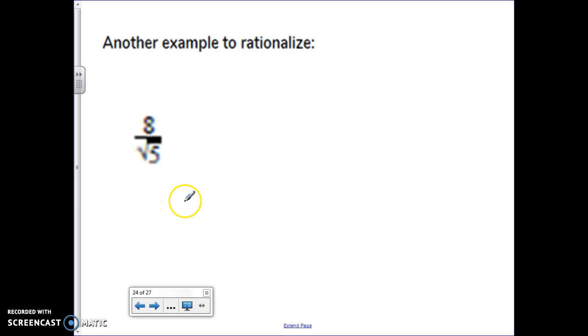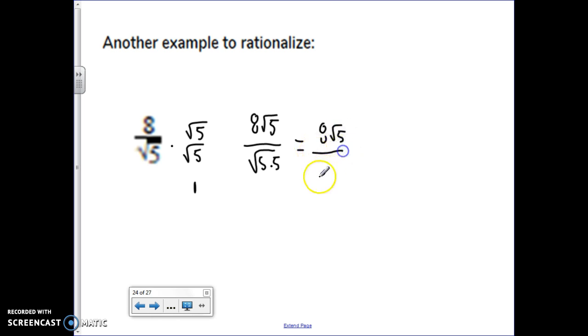So let's look at one. Let's try to work one out. In this case, I have 8 over the square root of 5. So in order for me to get rid of the square root of 5, what I'm going to do is multiply the top and bottom by square root of 5. That's just 1. I'm multiplying this by 1, but it's just a different way for me to see 1. So I end up with 8 square root of 5, and then I have the square root of 5 times 5. Well, that's 8 square root of 5 over the square root of 25, and the square root of 25 is 5. So I end up with 8 square root of 5 over 5.